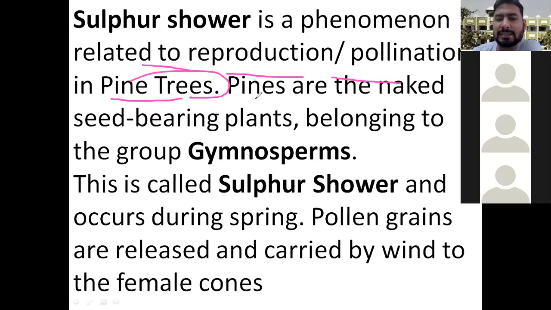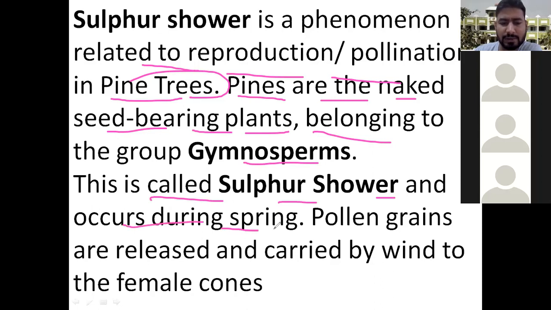Pine trees release the pollens. Pines are naked seed bearing plants, belonging to the group Gymnosperm. This is the simple concept which we have already studied. Then this is called the sulfur shower, and it occurs during the spring season. Very, very important: during the spring season it is happening. The pollen grains are released and carried by the wind to the female cones.